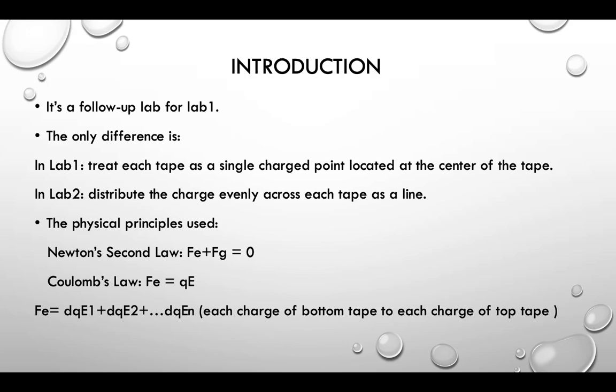The physical principle used here is first Newton's second law. For the top tape, it experiences two forces, the gravitational force and the electrical force, and the sum of them will be equal to 0. And then we use the physical principle, Coulomb's law. Electrical force will be equal to the charge of the top tape times the net electrical field it experienced. For the line charge model, we will calculate the electrical field a little bit differently, in that we will count each charge of the bottom tape to each charge of the top tape.